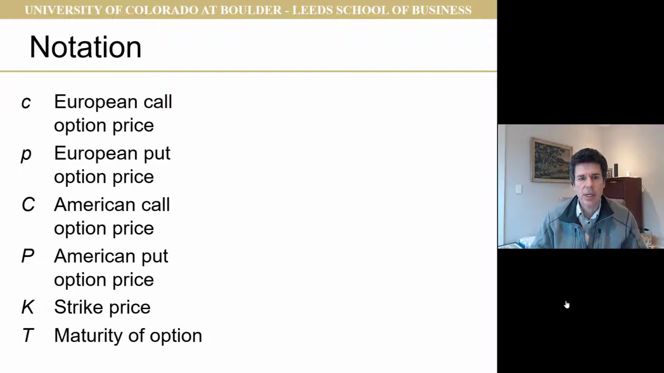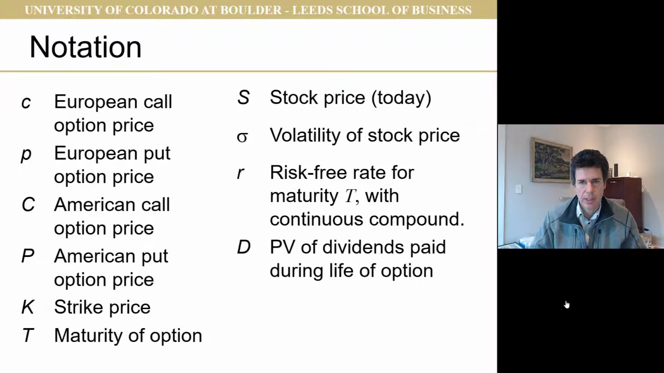K is the strike of the option. Capital T is the maturity of the option. We also have S, the stock price or the asset price today. Sigma, the volatility of the stock price or asset price. Again, we haven't really defined sigma yet, but we can think of it this way: if sigma is bigger, then the asset is more volatile, and if sigma is smaller, then the asset is less volatile. We want to see the effects of that.